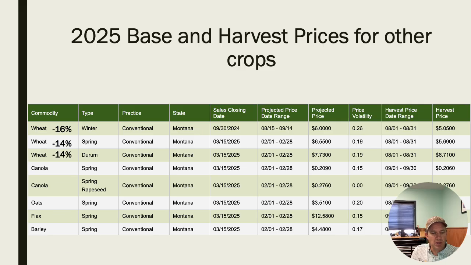Other crops last year in 25, most of the wheats dropped around 15%. Canola's only down to about 2%. That's still getting averaged right now, but it's probably not going to end up dropping very much. Oats down 18%, flax 2% because it uses the canola futures for that, and then barley down about 19%.